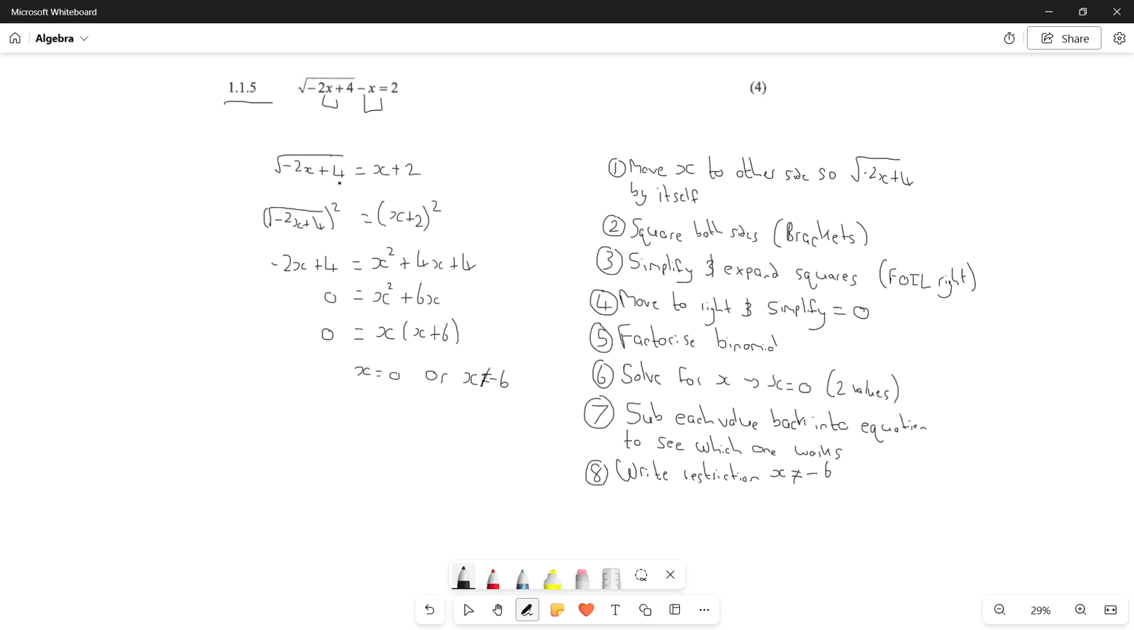But if we plug our 0 back into this equation, that makes this statement true. But if we plug our negative 6 back in, it will not equal the same value on both sides. If we plug negative 6 over here, it will not equal 2 on this side. And that will give us 4 marks.